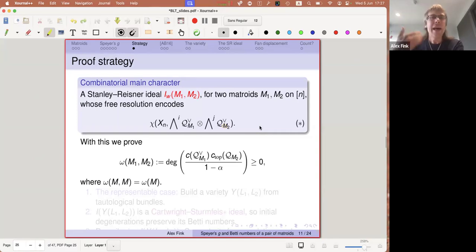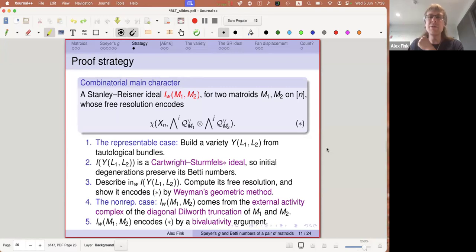But really, the natural setting to work in, it has emerged, is to work with 2 different matroids. There is a reasonable way to define an omega invariant for 2 matroids in terms of computations in the Bermuda-Hilbert variety, its cohomology, like this. And so we're going to do the proof in that generality.